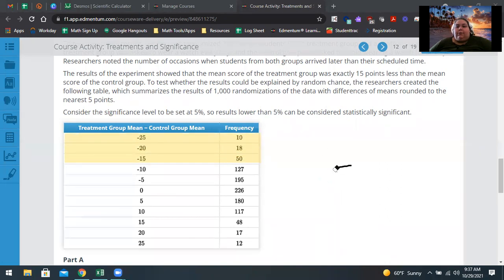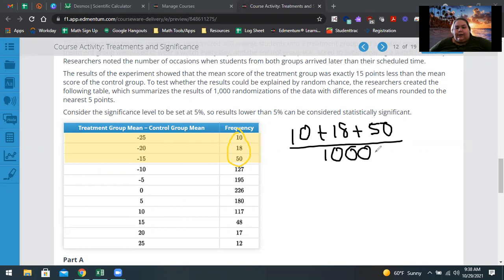So you can see we're going to repeat the same steps here. We're going to add up our 3 values here of how many times each of those points happen. So we'll be adding 10 plus 18 plus 50, and we're going to divide it by 1,000 for the 1,000 re-randomizations. So if we add this, 10 and 50 is 60. 60 plus 18 is 78. Over 1,000, we get 0.078.